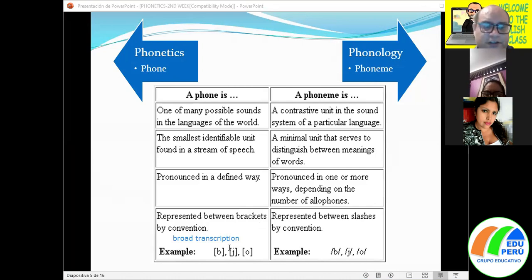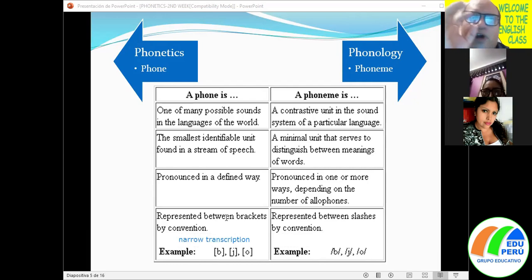Sorry, I'm making a mistake. This is the other side. Here you call this narrow transcription. Why? Because you are giving specific details of how to produce the sound. As you could see in the last session, the letter h at the top I'm going to produce for the sound with aspiration, and with no h, no aspiration. So you are giving more specific details of how to produce the sounds. That's why we call this a narrow transcription.